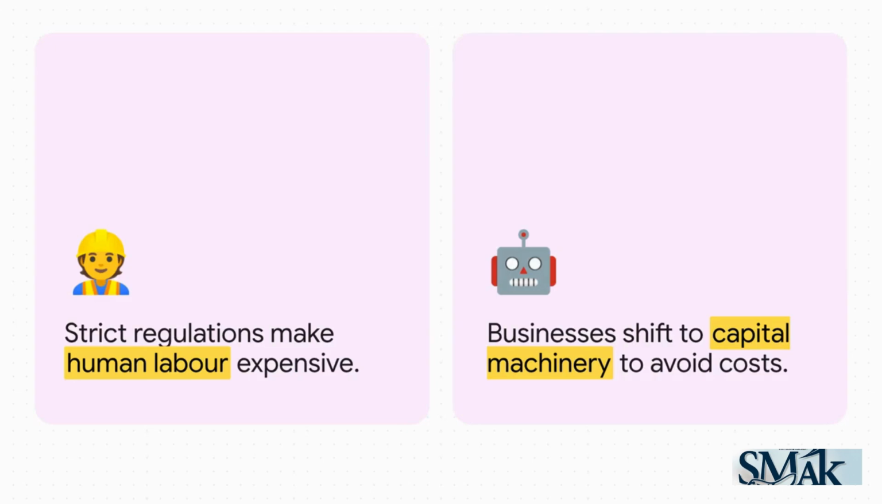The tension between human labor on one side and capital machinery on the other is just fascinating. Let's say a government increases income taxes on labor or introduces really strict workplace regulations. Suddenly, human workers become a lot more expensive to manage. The economic reality is that businesses react to those incentives. To avoid the higher costs and the hassle, they rely less on labor and pour their money into capital, like machinery, just to bypass those regulatory hurdles.